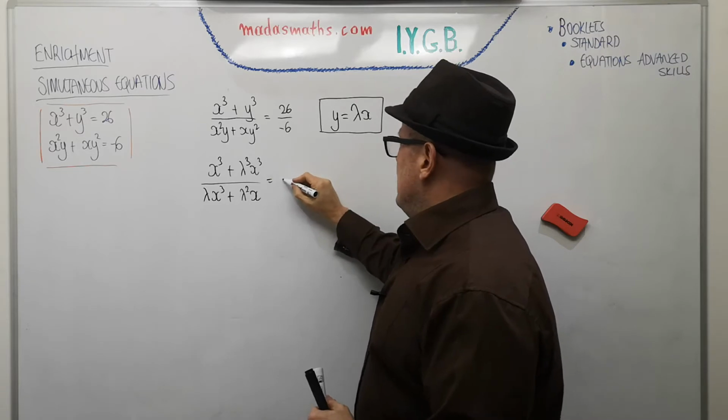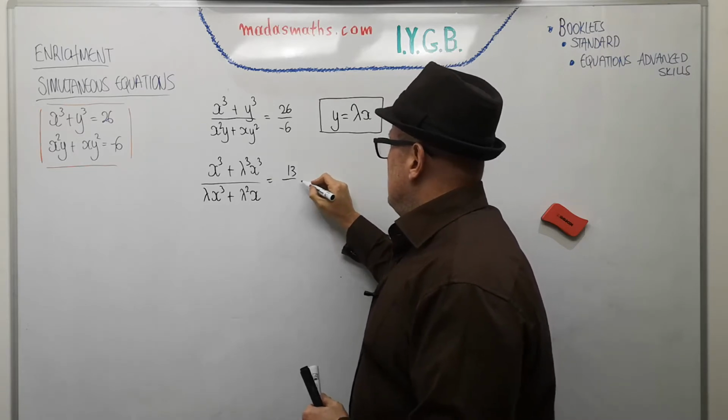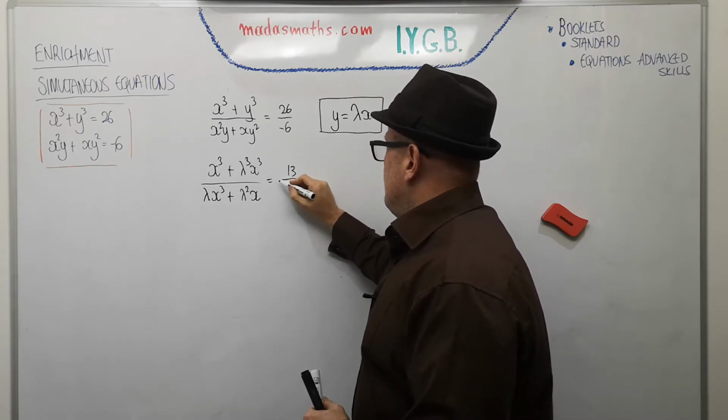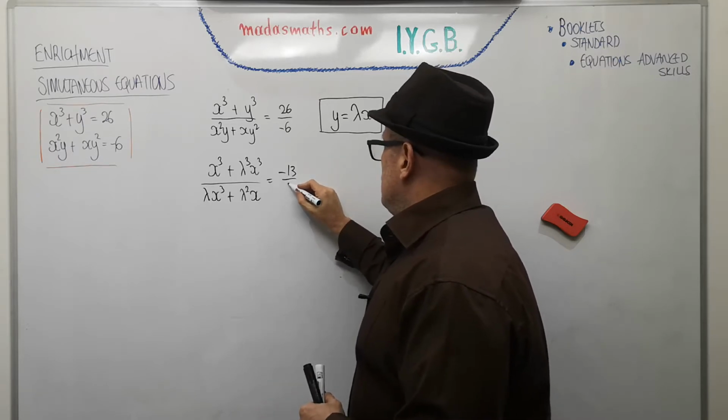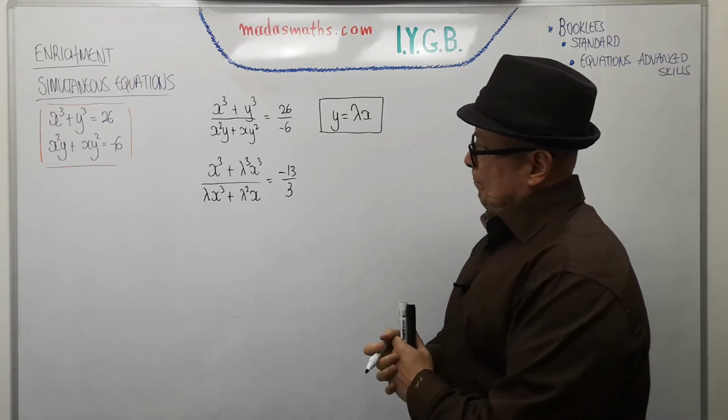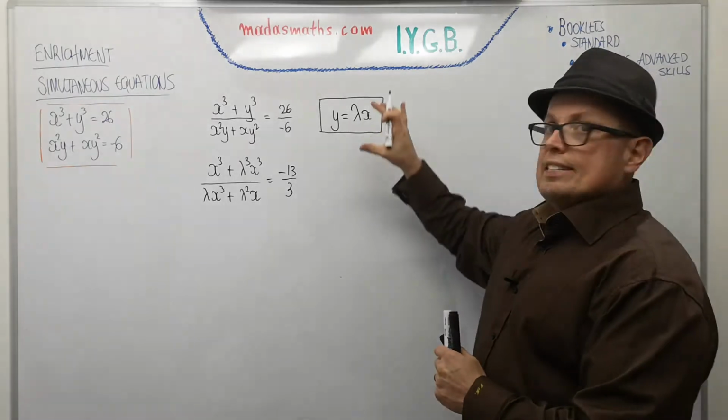And let's cancel this fraction down as well to 13 divided by minus 3. I'll put the minus at the front, it doesn't really matter. Let's put it at the top. 13 divided by 2, so over 3. And you can see why this substitution works.